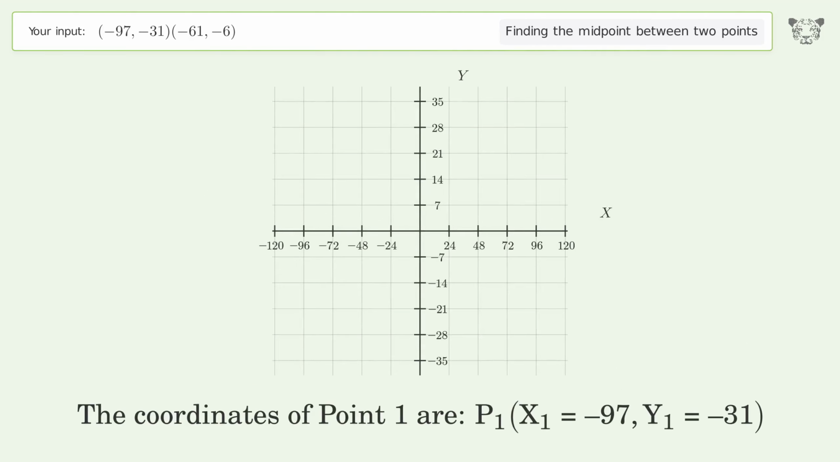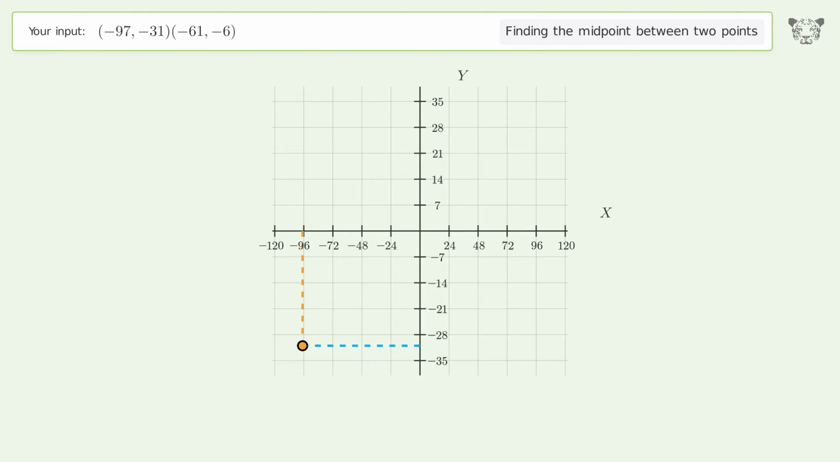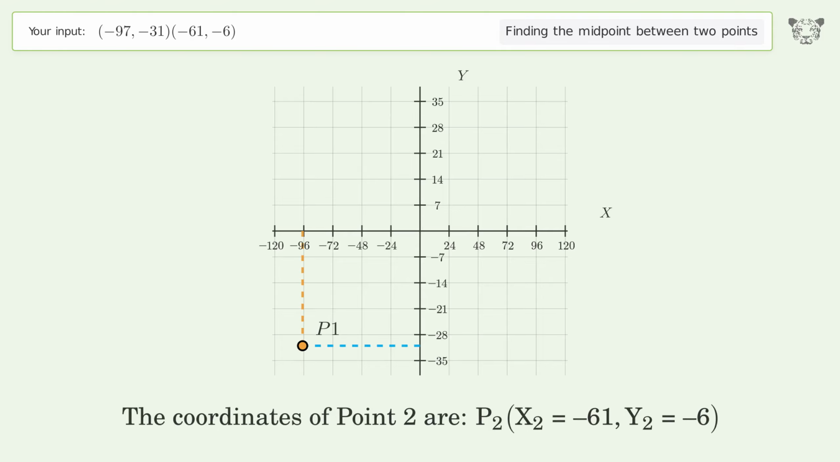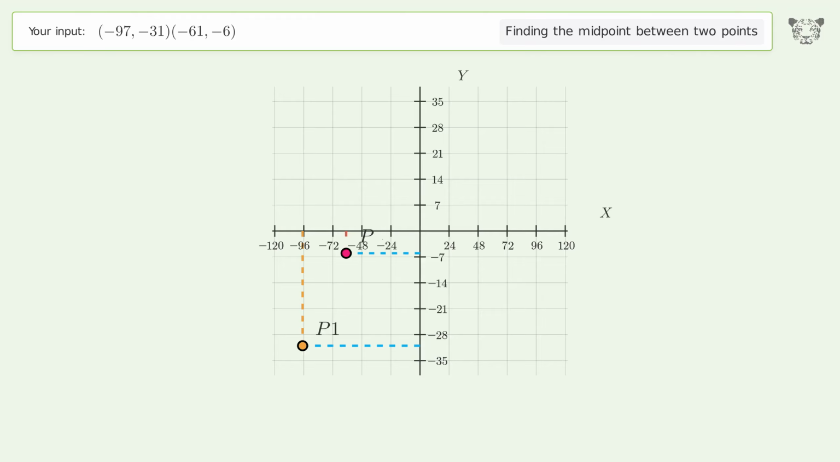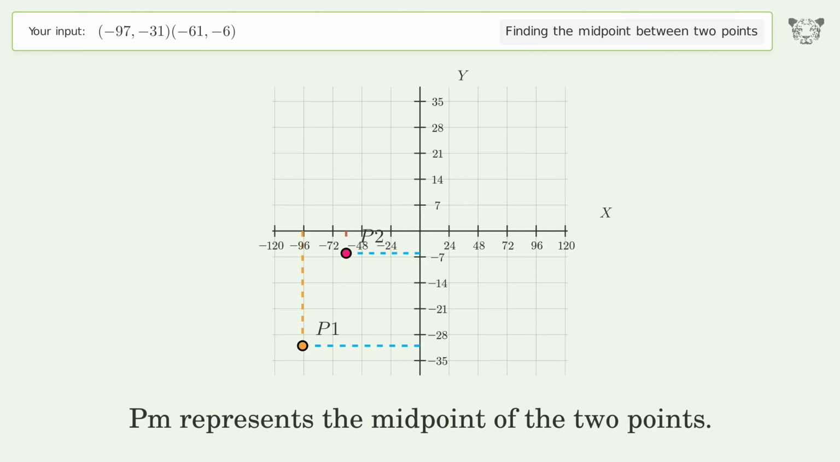The coordinates of point 1 are, x1 equals -97, y1 equals -31. The coordinates of point 2 are, x2 equals -61, y2 equals -6. PM represents the midpoint of the 2 points.